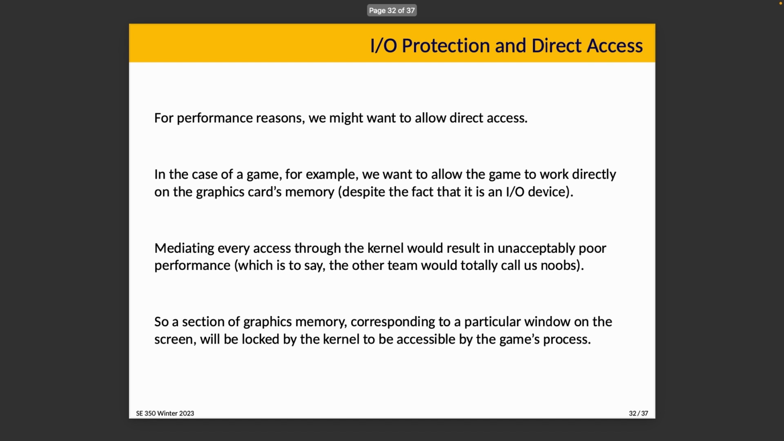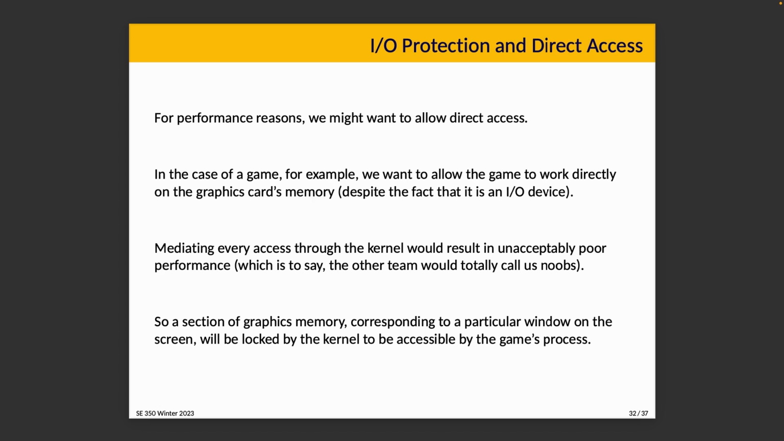However, for performance reasons, we sometimes allow direct access. And this isn't for everything, and you don't always want to do it, but you can if there is a scenario where it makes sense. In the case of a game, for example, it might actually be sensible to allow the executing code of the game to operate directly on the graphics card memory, in spite of the fact that the graphics card is, legally speaking, an I/O device. Why would we do that, and why does it matter?